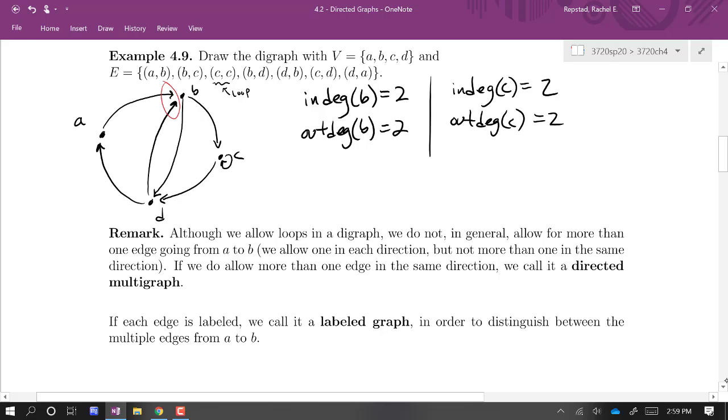If we label each of the edges, we call it a labeled graph in order to distinguish between the multiple edges from A to B. There's reasons that if you allow multiple edges, it makes sense to label them.